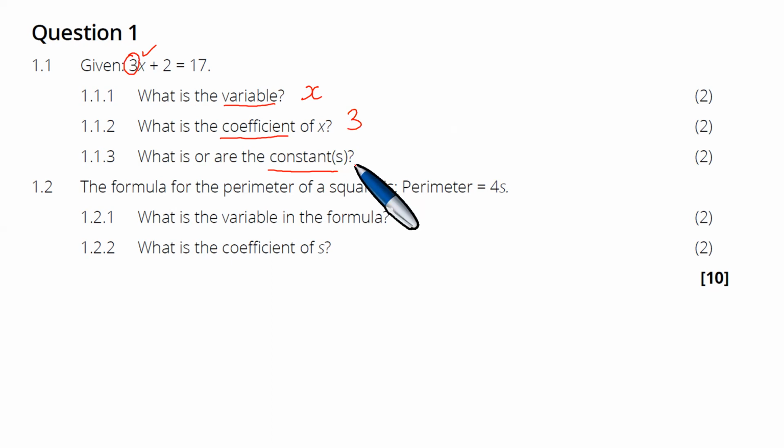There are numbers that are called constants. What are the constants here? Constants are those numbers that have no x next to them. Okay, like the number 2 is a constant. So the answer here is that the number 2 and the number 17 are constants. What are constants? Constants are numbers with no variables.